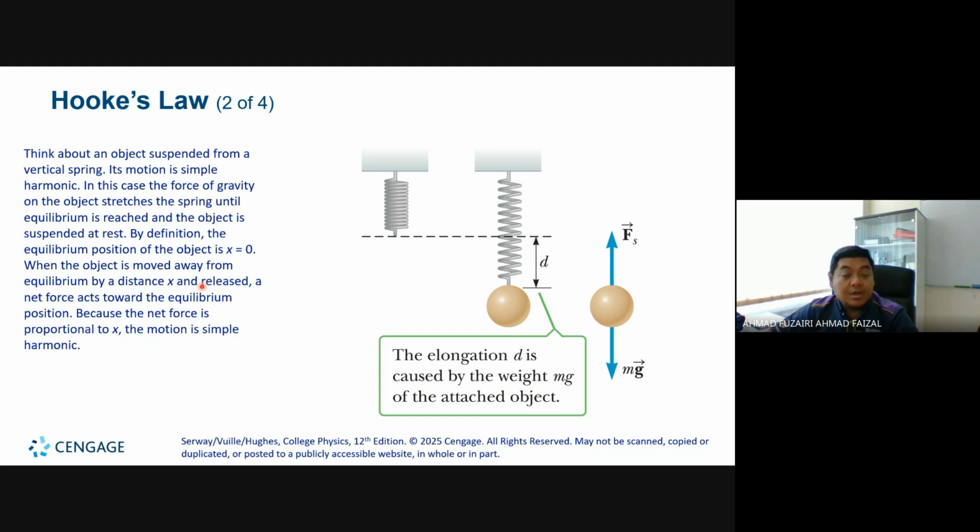That means x equals 0. But when you compress or stretch the spring together with the object, that is what we call x equals A, or x equals negative A. So by definition, the equilibrium position of the object is x equals 0. Always remember the equilibrium position is where x equals 0. When the object is moved away from the equilibrium by a distance x and released, a net force acts towards the equilibrium position. Because the net force is proportional to x, the motion is simple harmonic motion.